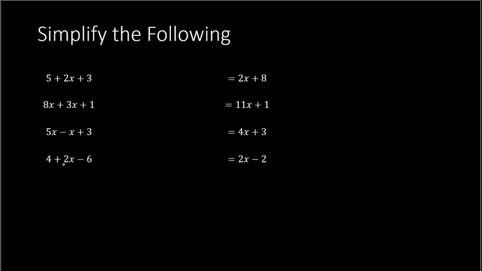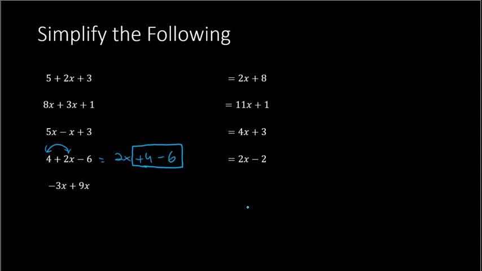And if it's helpful, you can switch the order of the addition of the 2x and the 4. You get 2x plus 4, and then minus 6. So if it's helpful, you can do that to see more clearly. You have a 4 minus 6, which again would give you the minus 2.